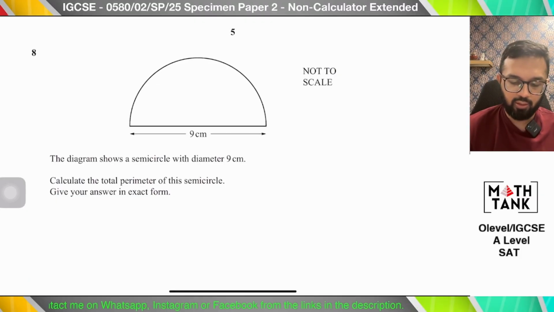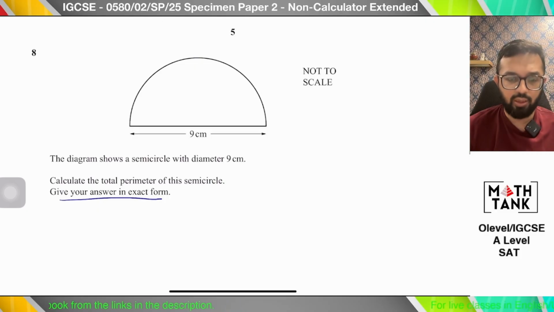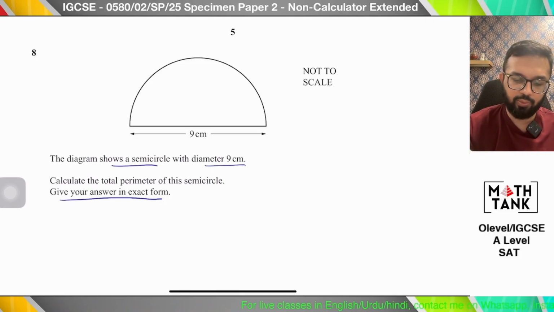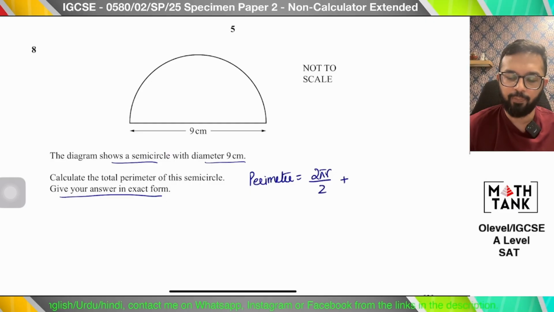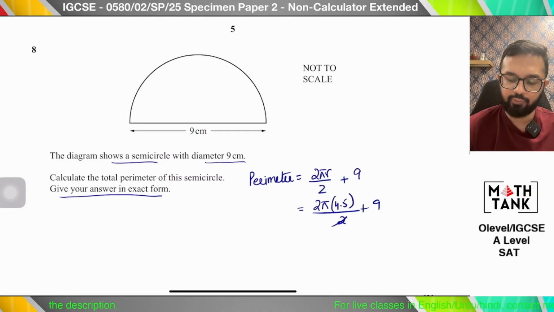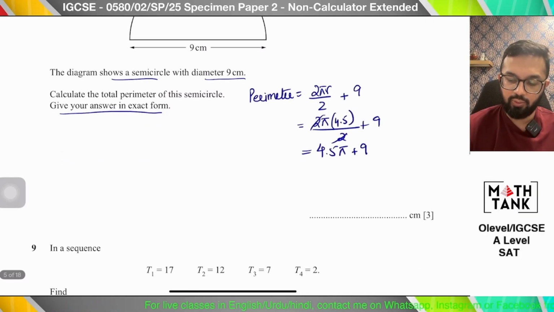Question number 8. Give your answer in exact form. Exact form means I need to leave it in terms of pi. I don't need to simplify it. The diagram shows a semicircle with diameter 9. Calculate the total perimeter. Perimeter is the sum of all boundaries. That's half of the circle. So I'm going to say 2 pi r divided by 2 plus the diameter 9. So what is my radius? My radius is 4.5. 4.5 pi plus 9. That should be my final answer. I'll write that as it is.